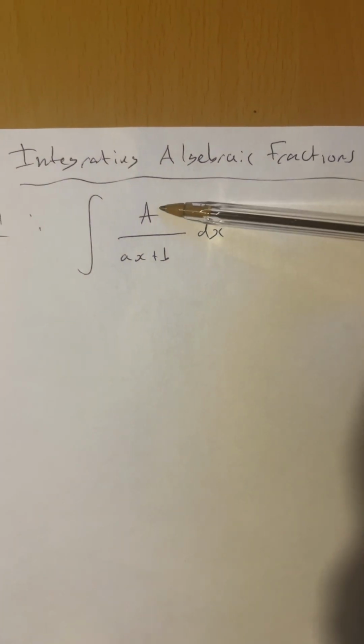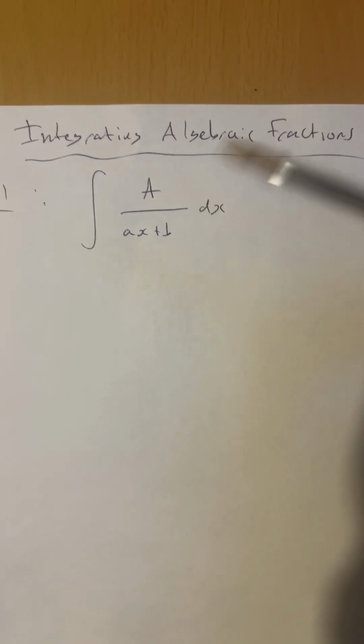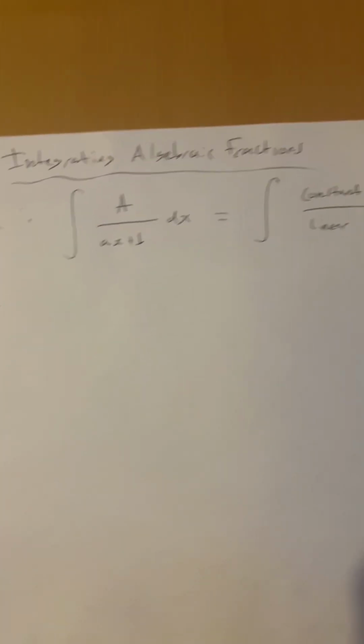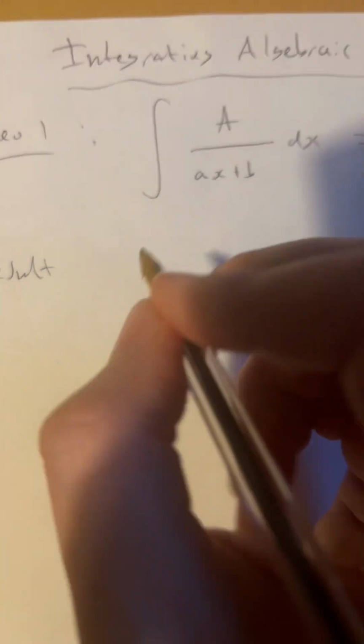Something where you have a constant on the top and some kind of linear algebraic expression there, and you're integrating with respect to x. So if you wanted to, you could write it like this, a constant over a linear expression. To deal with integrals like this, the result is this.